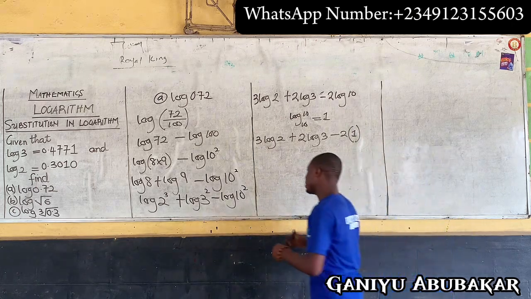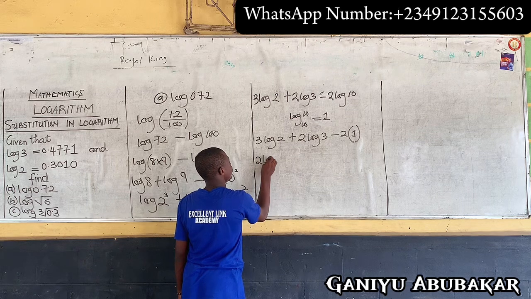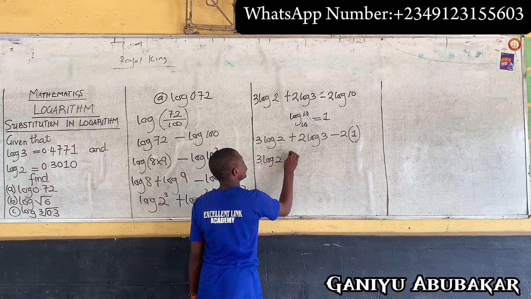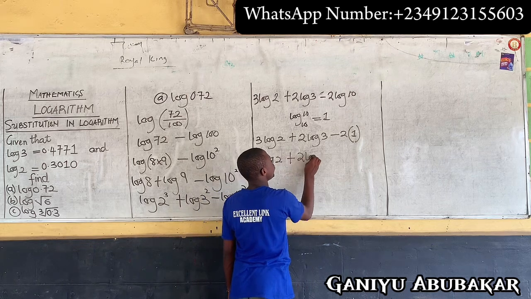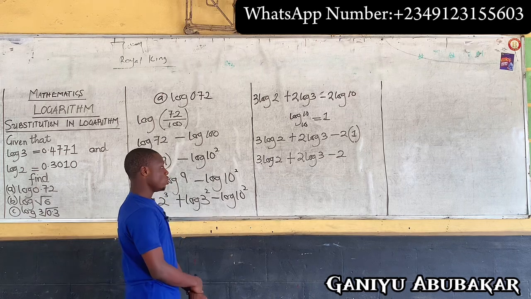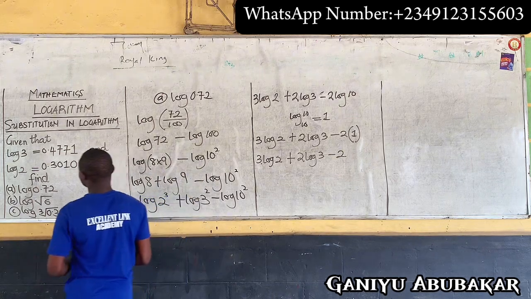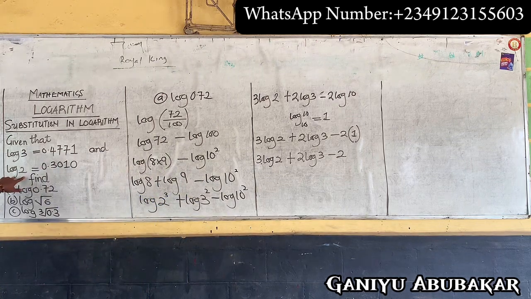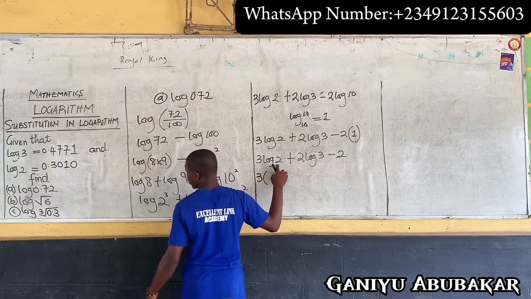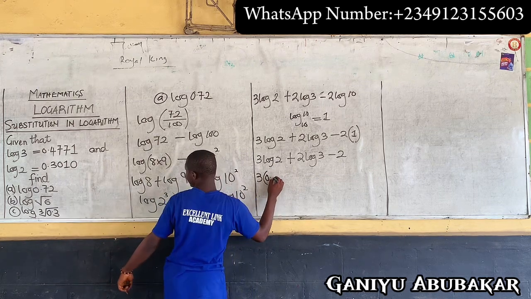From here, I have 3 log 2 plus 2 log 3 minus 2. By the way, they gave us the value for log 2 and log 3, so just put them there and get the answer. This becomes 3 times log 2, which is 0.